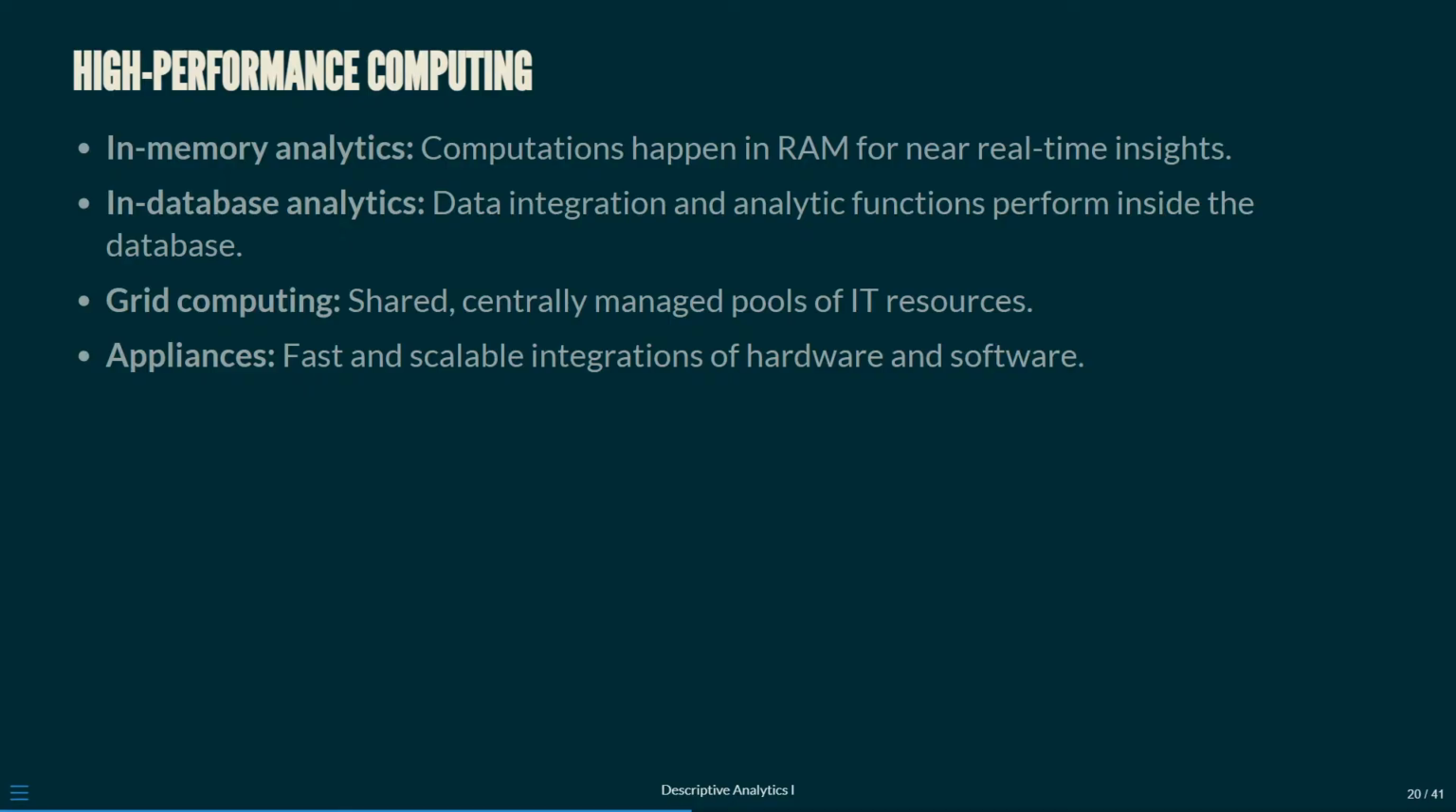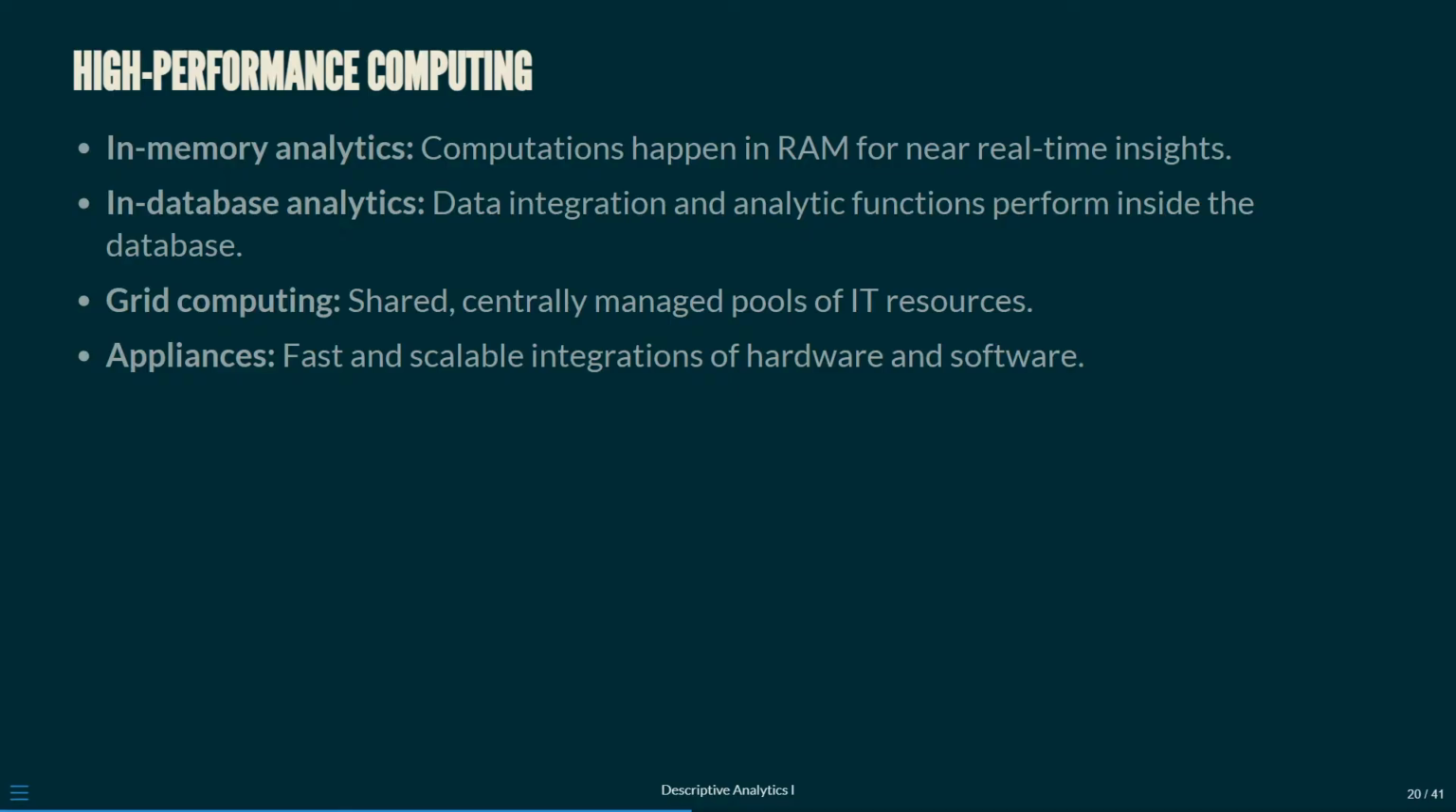The third one is grid computing. Grid computing is shared, centrally managed pools of IT resources. We commonly see grid computing for parallel analysis. So you have lots of databases, but part of the same database structure. Basically, this is horizontally aligned, whereas in-database analytics is vertically aligned. In in-database analytics, you have one main server, and for grid computing, you have a lot of smaller computers that hold a database or parts of the database.